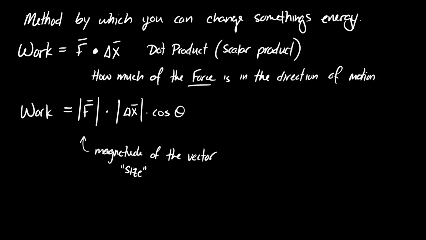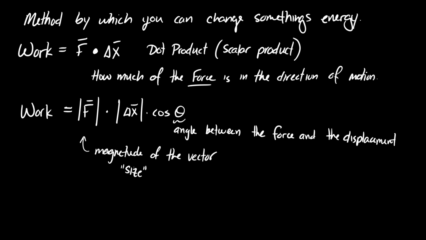Now, I don't know if it's obvious to you or not, but the cosine is important in that. That's the part that tells us how much of the force is in the direction of motion. So this is the angle between the force and the displacement. So if we draw the picture, and we drew one yesterday, but it was kind of messy, so let's try and be more careful today.